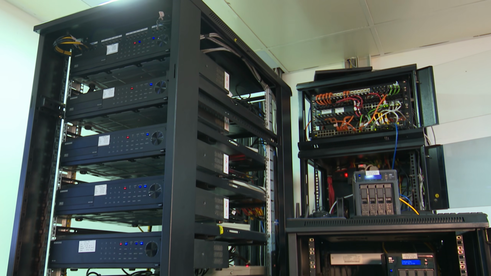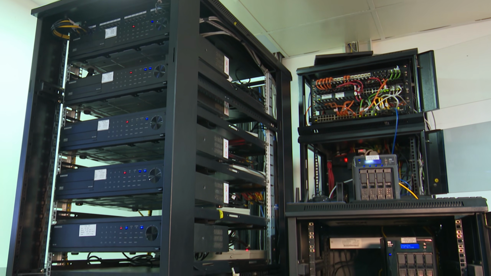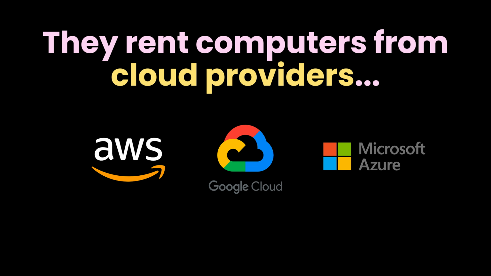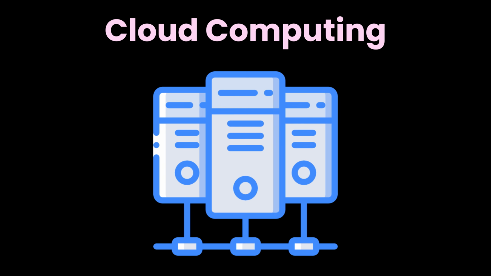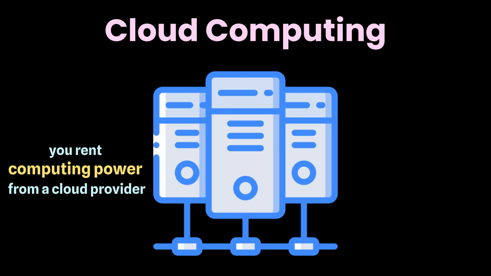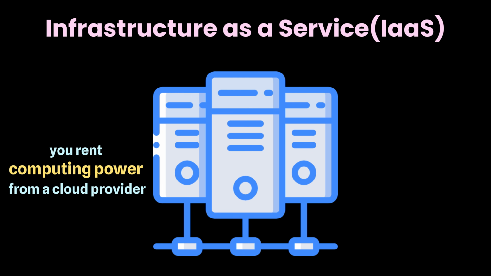These days, companies usually don't buy their own servers. Instead, they rent computers from cloud providers like Amazon Web Services, Google Cloud Platform, and Microsoft Azure. This idea is called cloud computing. The basic idea behind cloud computing is simple. Instead of buying and managing physical computers yourself, you rent computing power from a cloud provider. This model is known as infrastructure as a service.